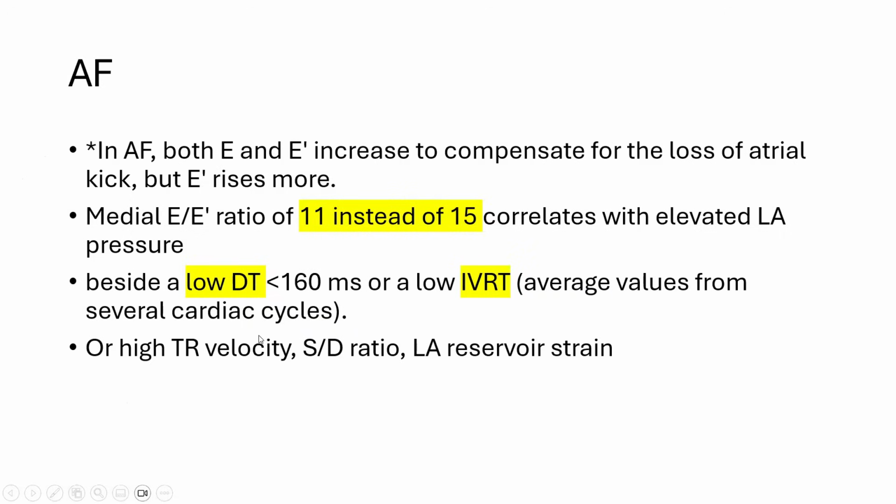Also in AFib, we can use the standard parameters of TR velocity, S/D ratio, and LA reservoir strain. And a well-validated parameter in AFib, as suggested by the guidelines, is a low deceleration time or a low isovolumic relaxation time. And you can average those over several, typically 5, cardiac cycles. The same case for E and E prime.